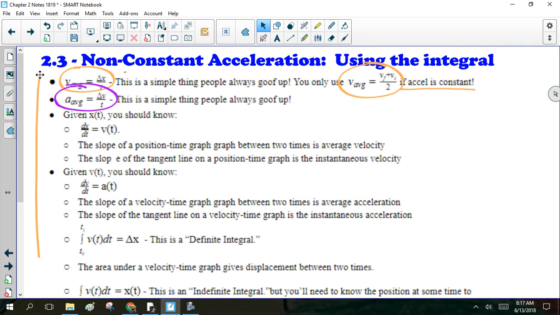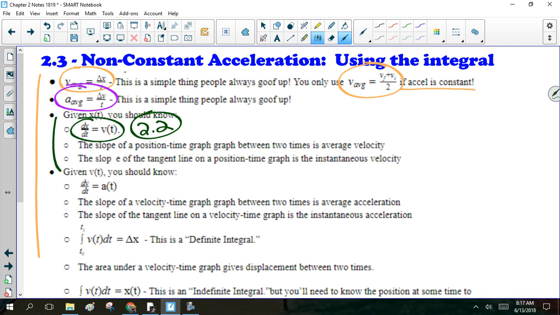This right here is basically video 2.2, all the stuff on derivatives. So just remember, the derivative of position is velocity. We also learned that the derivative of velocity is acceleration. These two ideas are going to be instrumental in today's video, because we're going to learn how to go the other way.